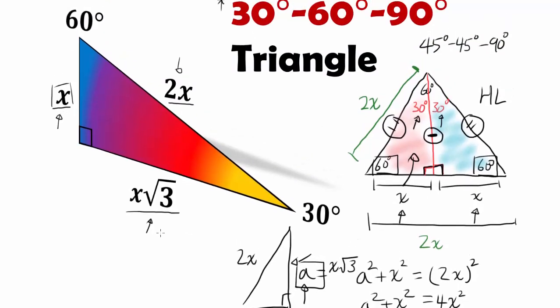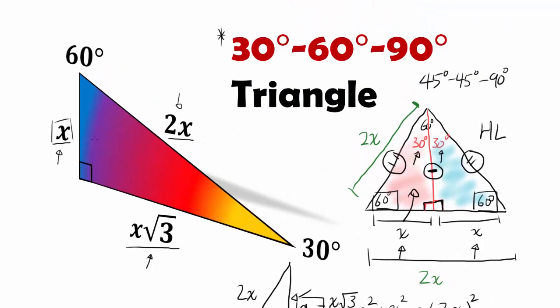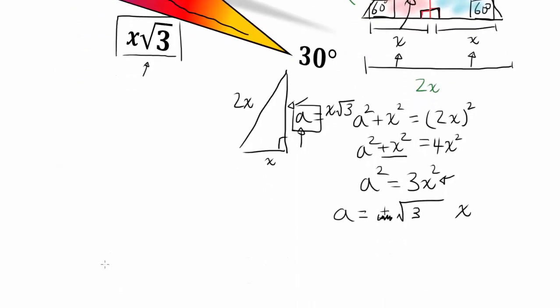So we have it. We have our 30-60-90 triangle, and if the side length of the smallest side, opposite the 30-degree angle, is x, then the hypotenuse is going to be 2 times x, and the side opposite the 60-degree angle is going to be x times square root of 3. So let's try out a question.